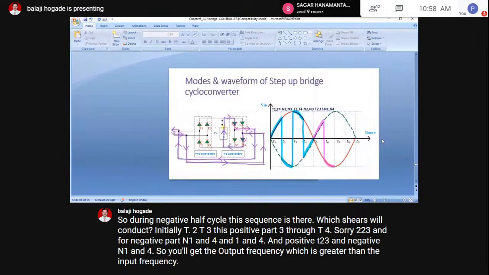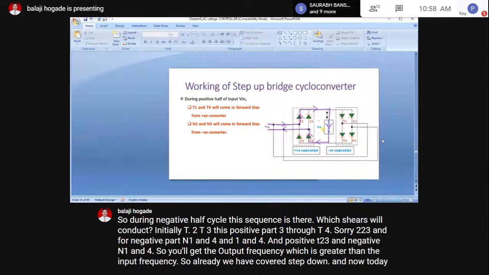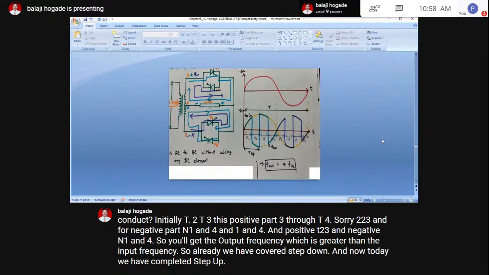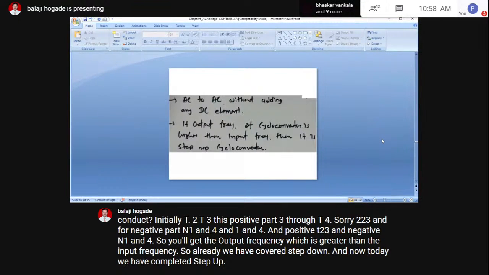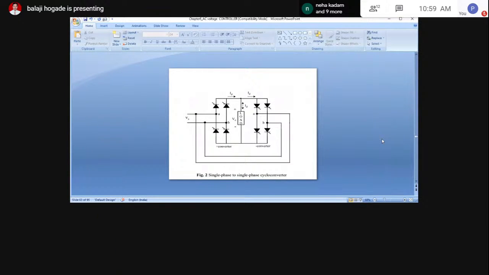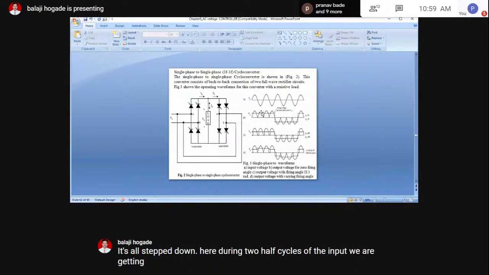So already we have covered step down, and now today we have completed step up. This was step down. Here during two half cycles of the input, we are getting one half cycle of the output.